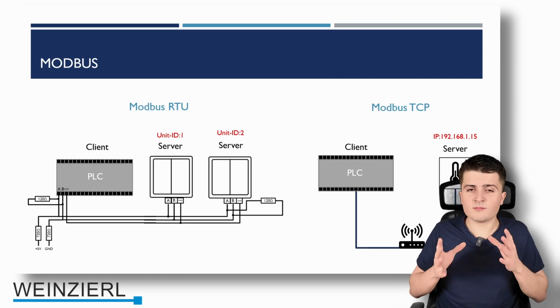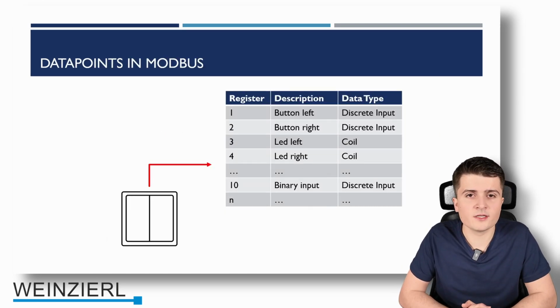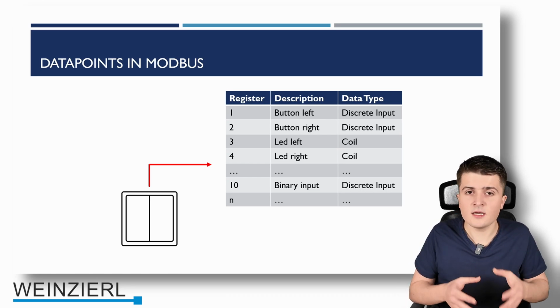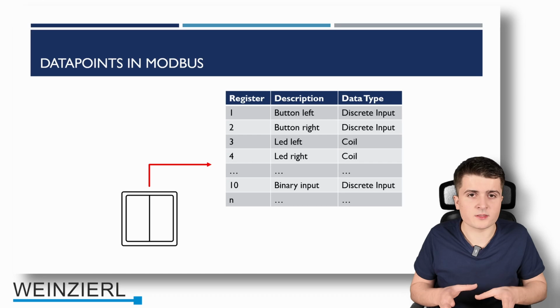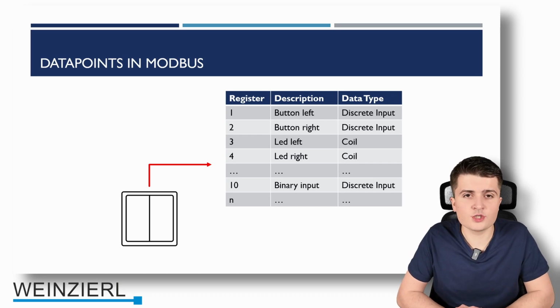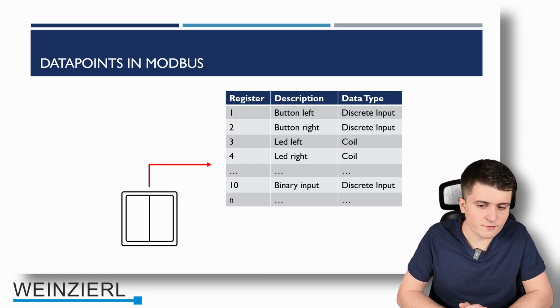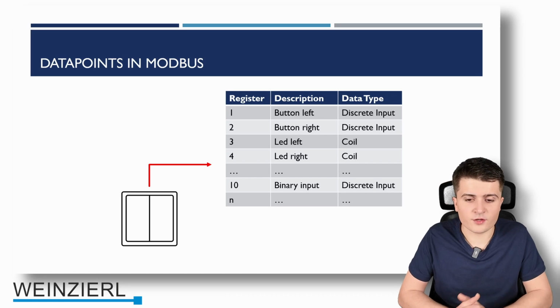Let us now take a look at Modbus itself, and there I want to start with the data points, and therefore I have a little example here. A push button sensor that is now not connected to KNX, but instead this should be a Modbus push button sensor. And now here you can see we have a list with all the individual data points the push button sensor offers us. So for example, we have a data point for the button on the left side, on the right side, then for the LED also on the left, on the right side, and then for example the push button sensor also has a binary input.